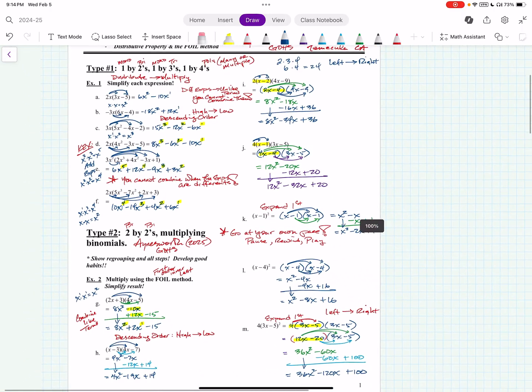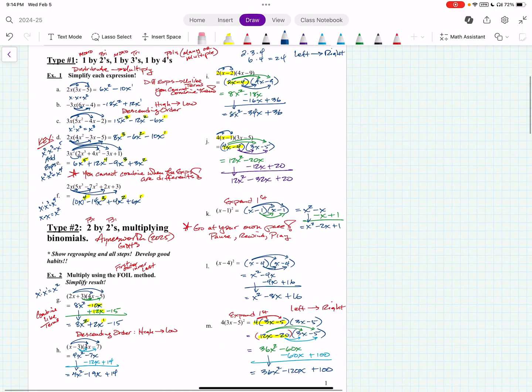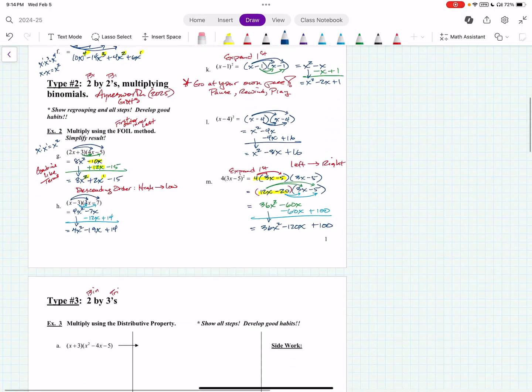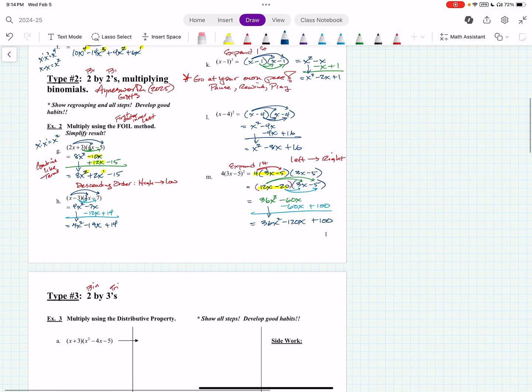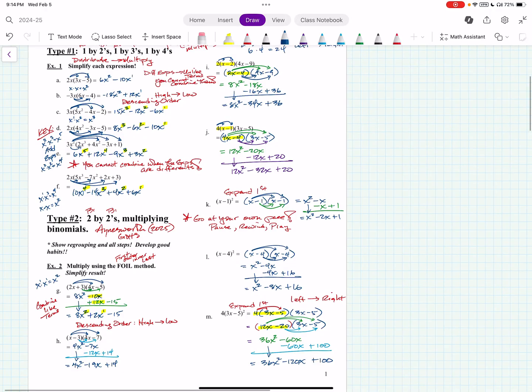So in the last two lessons, this is what I've covered. Okay, and in the next video, I'll cover how to multiply binomials and trinomials using basically the same technique. All right, and hopefully that helped you out.